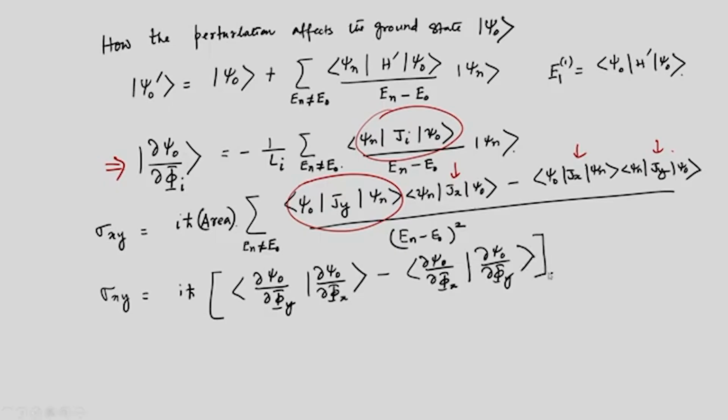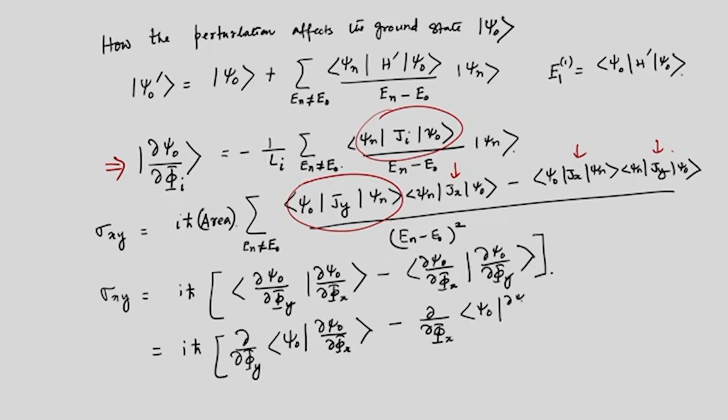Okay, so this is your sigma x y, which can further be written in a slightly different form, in which we do a del phi y and do a psi 0 and del psi 0 del phi x, and minus del phi x, and you have a psi 0 and a del psi 0 del phi y. So, this is a form of the Kubo formula, and this is what we will deal with.